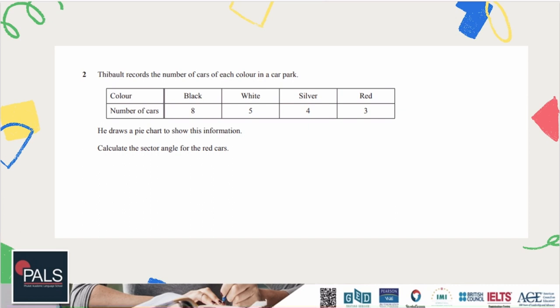Calculate the sector angle of the red car. The sector is just a part of a pie chart, right? So we focus on the red car. The red car in this car park is 3 cars. The first step, we need to find the total number of cars in this car park. It's 8 plus 5 plus 4 plus 3, which is 20 cars. So the rate is 3 over 20 times 360. The answer is 54. So this is the answer, 54 degrees.